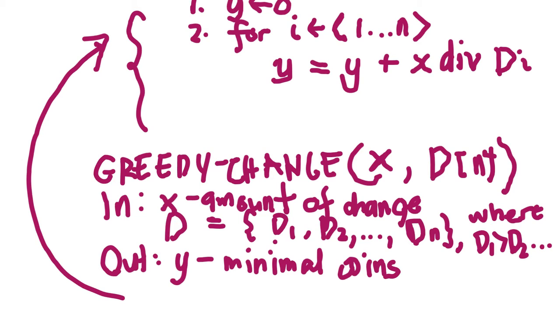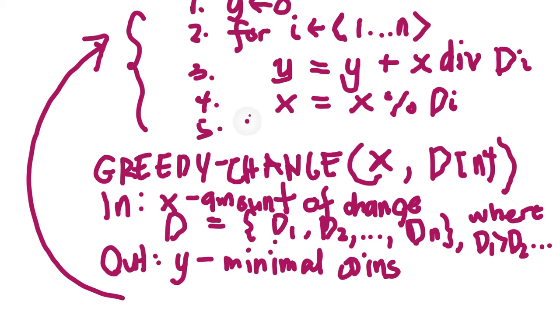So after this, we are going to update our change with the remainder, which is x modulo our coin denomination. And basically this is it. This is already the solution. And afterwards we will end the for loop. So this is the body of our algorithm.